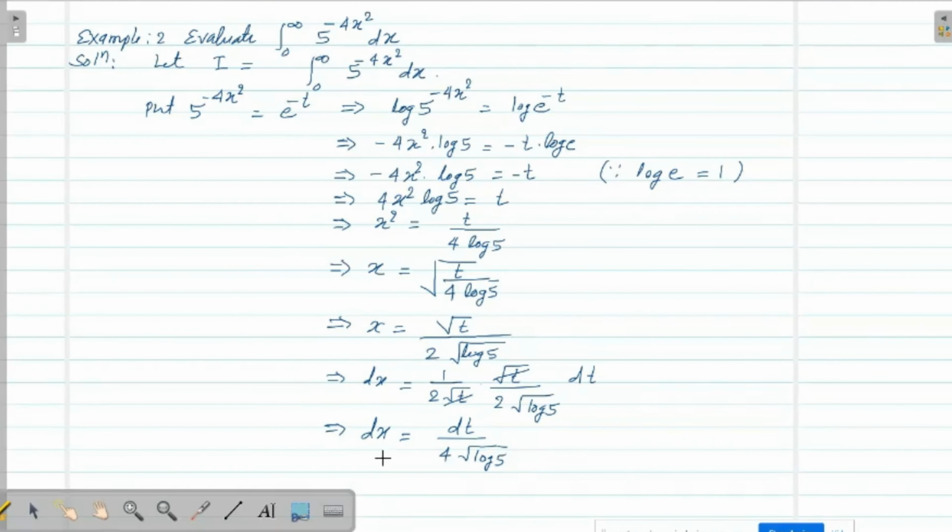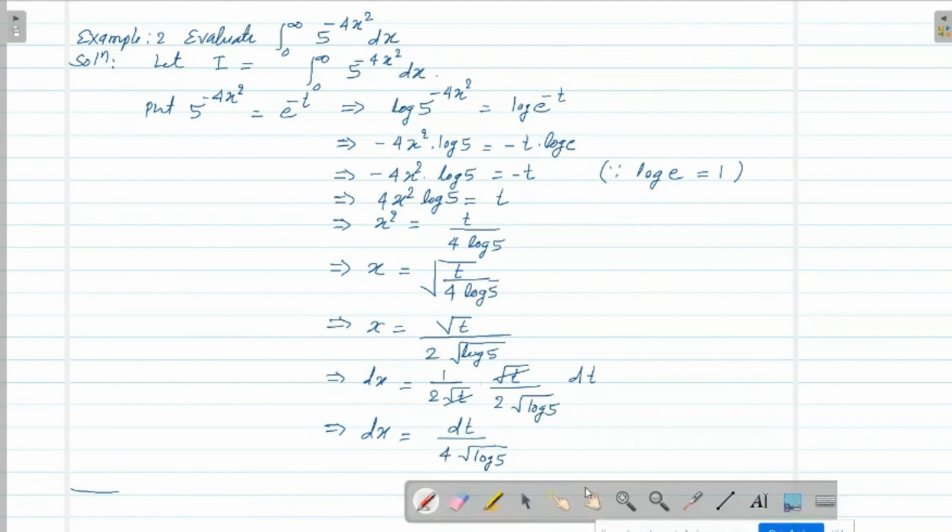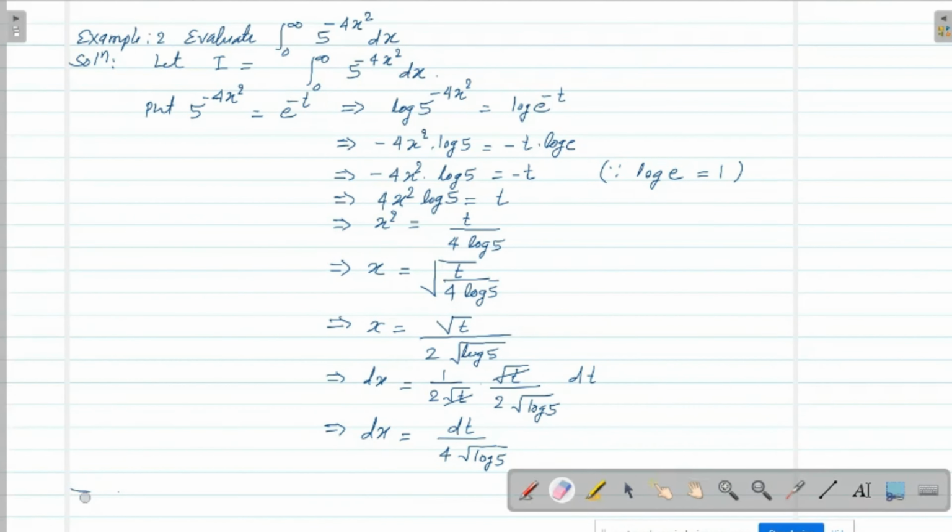Now our job is to change the limit. When x equal to 0, then t will be 0. When x equal to infinity, then t is again infinity. So this substitution does not affect your limit.